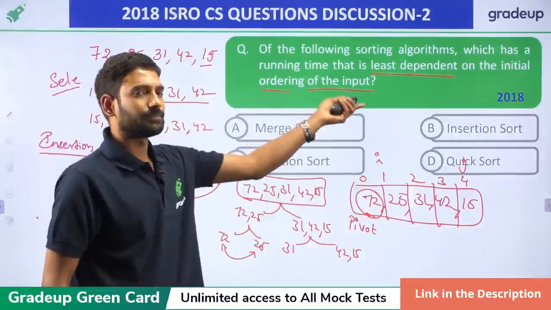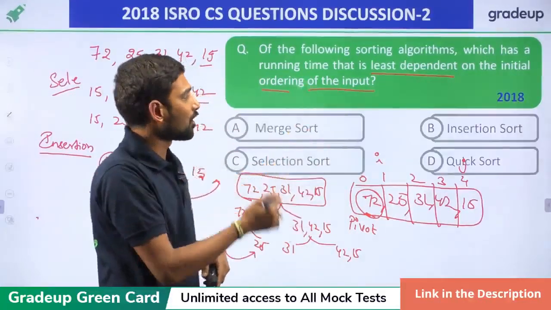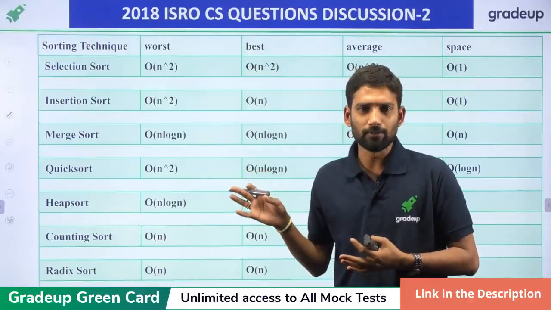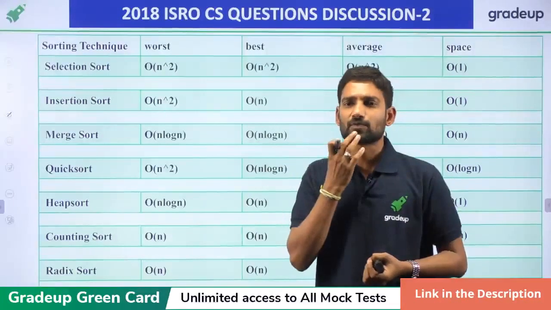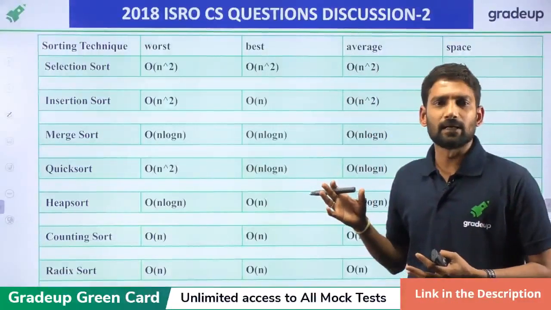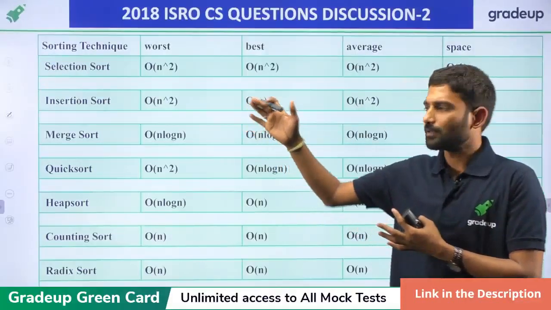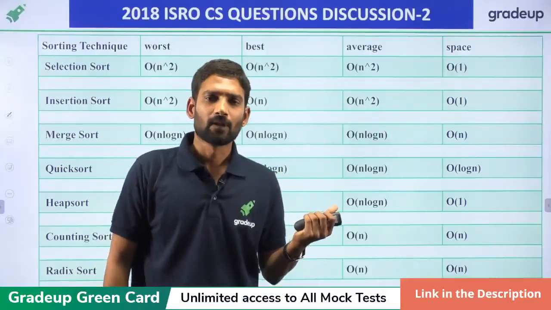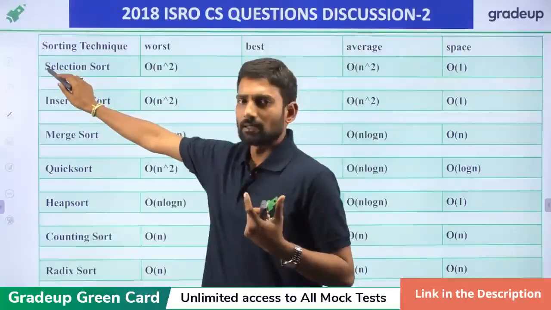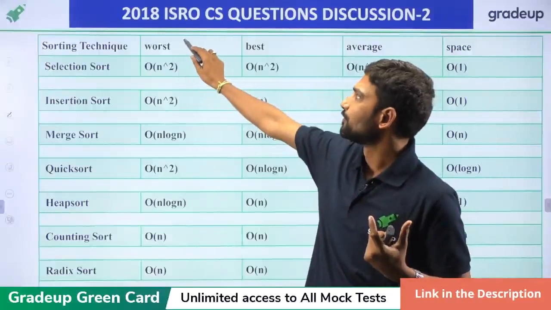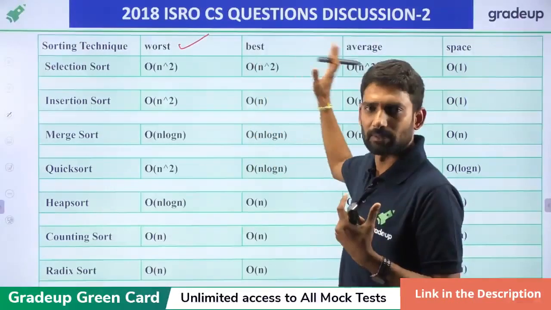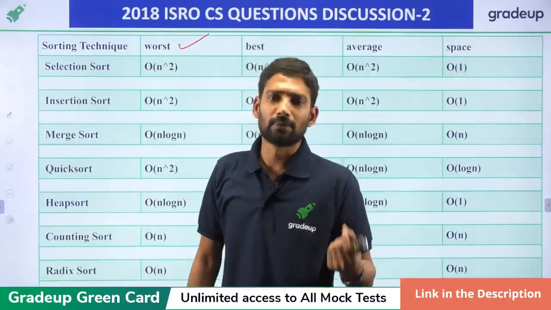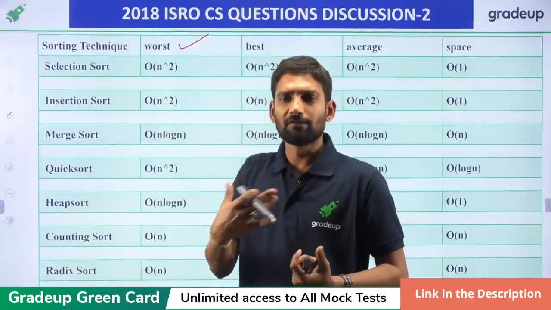Among them, which has least dependency on the order of input? For that, I have got a table for you guys. Of course, you will get this on the web also, as I want this to be a central source for everybody. Here I have presented the time complexity of different sorting techniques along with space complexity. Please pause this and take a screenshot and have it handy. At least you should remember the worst case time complexity. Sometimes in ISRO you will get a direct question: what is the worst case time complexity of quick sort, merge sort, insertion sort, bubble sort or heap sort?